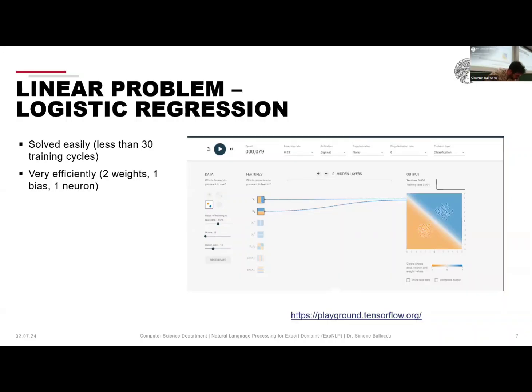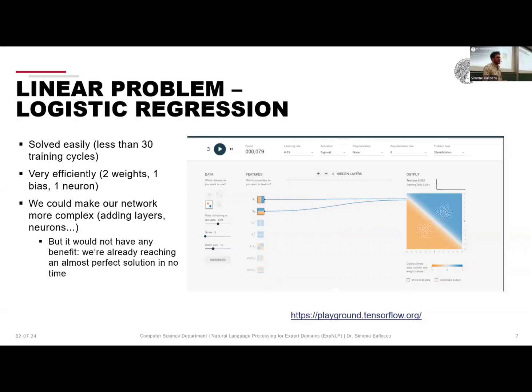This is wrong. I don't know why this is 30. Of course it's supposed to be 80. Yeah, just one of the 3,000 typos I have. Very efficiently, as we said, only 2 weights, 1 bias, 1 neuron. We could decide to make our network complex. We can add layers, we can add neurons, but it doesn't really matter because we're already perfect. Nothing will change. You won't really get much better than this, right? At some point you hit the bottleneck of, I don't know, reality. You cannot just converge in one iteration, right? So almost never can you just say, okay, I'm just gonna add more layers and neurons. That's gonna solve the problem.